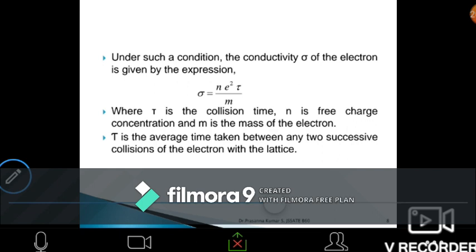Under such conditions, the expression for electrical conductivity, where the symbol sigma is the notation used for conductivity, is given by this expression: sigma is equal to n e square tau by m, where tau represents the collision time, n is the free charge carrier concentration, and m is the mass of the electron. Here tau is said to be the collision time. It represents the average time taken between any two successive collisions of the electron with the lattice. How to define this collision time tau? It is the average time taken between any two successive collisions of the electron in the lattice.